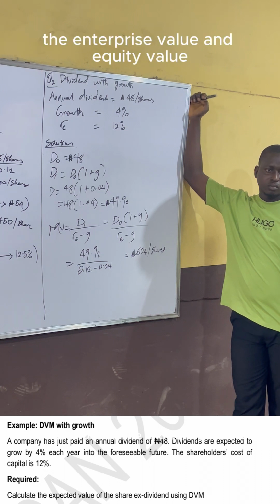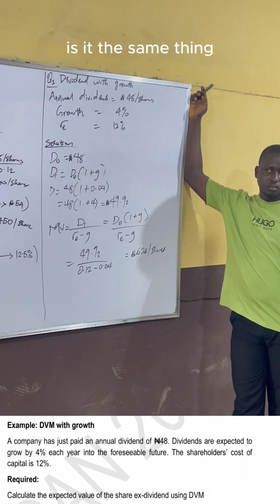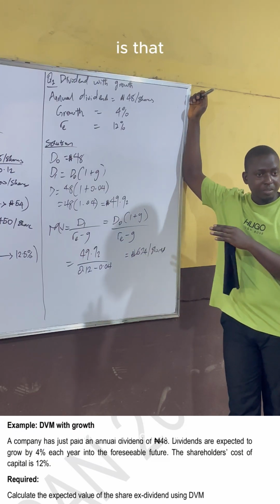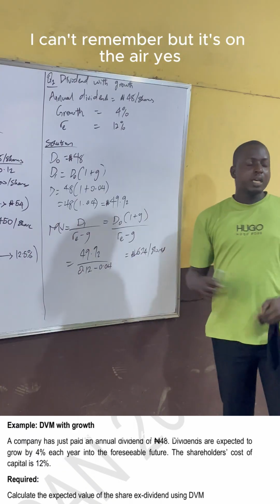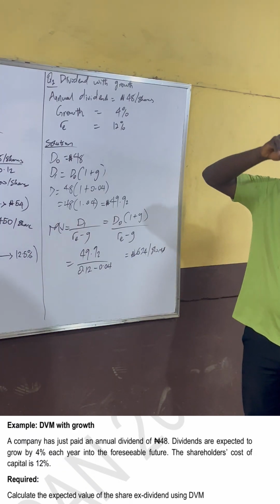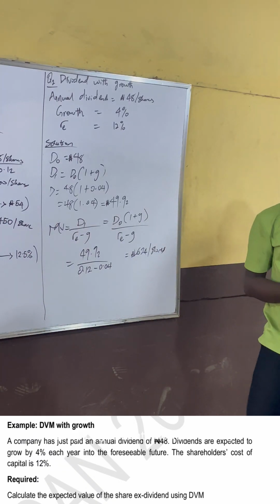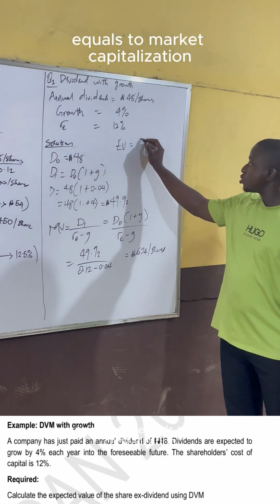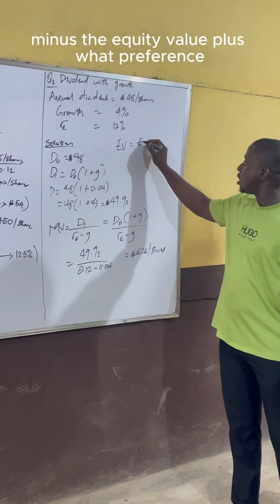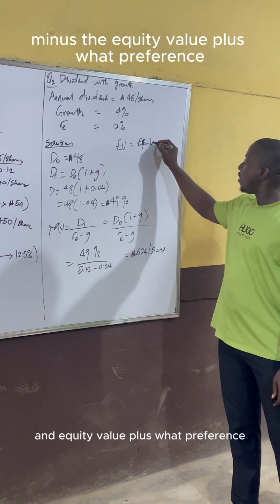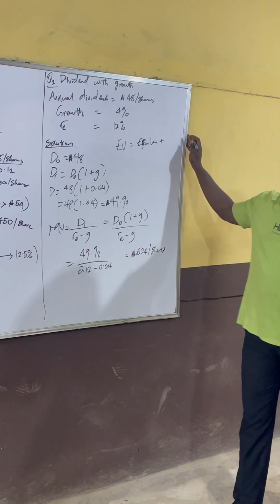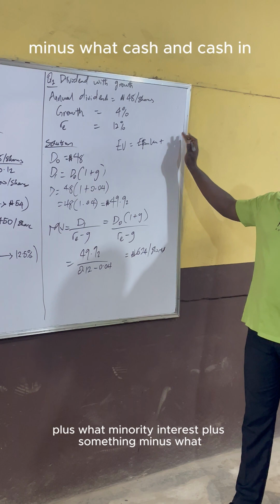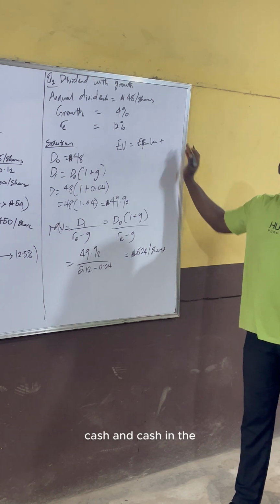The enterprise value and equity value, is it the same thing? No. Under income based value... Yes, they are not the same thing. Equity value is contained in enterprise value. That's why we say enterprise value equals market capitalization, meaning what? Equity value plus preference share plus minority interest plus something, minus what? Cash and cash equivalent.